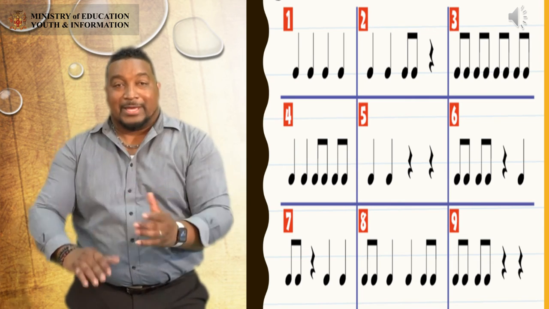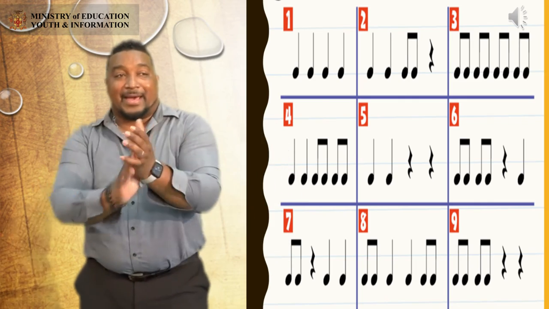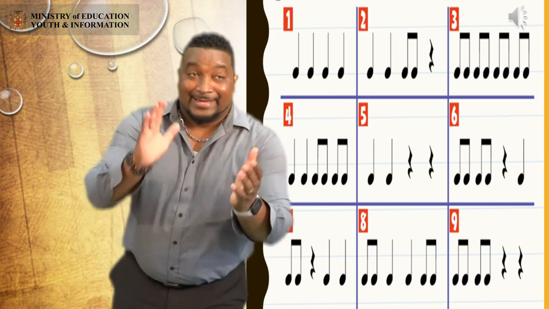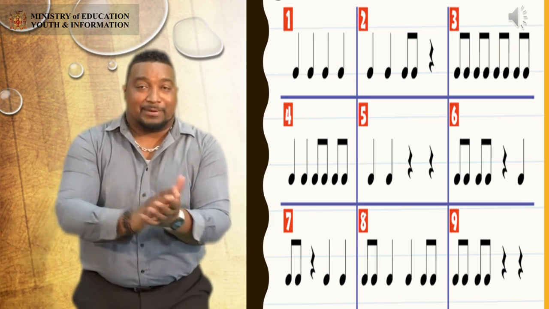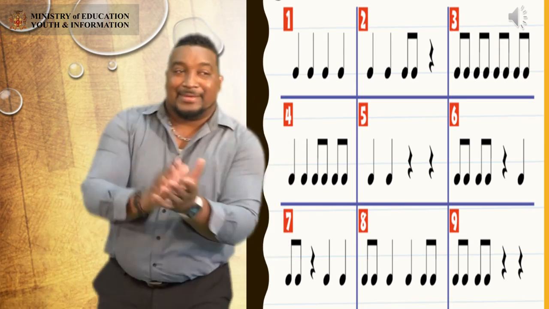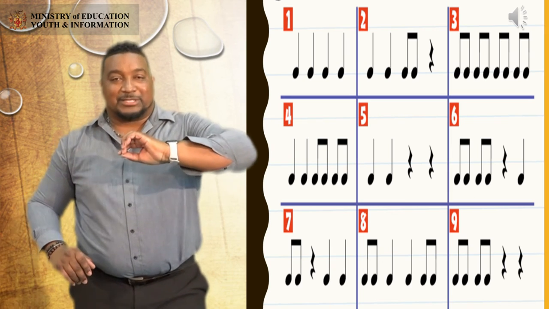4 to 6, here we go. Yam, yam, dumpling, dumpling, yam, yam, dumpling, dumpling, yam. 7 to 9, here we go. Dumpling, yam, yam, dumpling, yam, yam, dumpling, dumpling, dumpling.